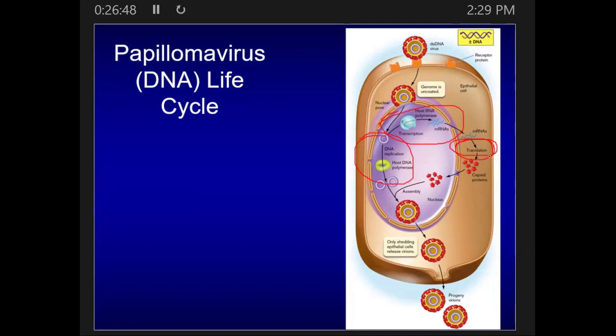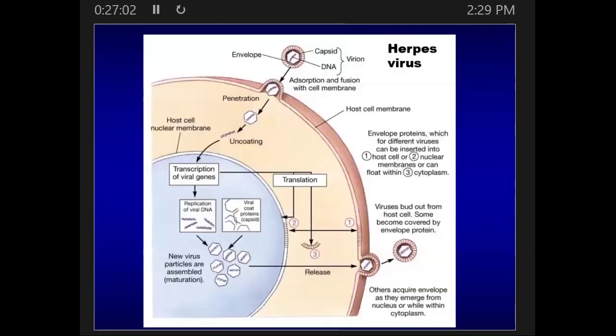And then they're trying to show the release step. So this one's a double-stranded DNA virus, so it's pretty quick. Once it gets in, it's pretty quick to take advantage of everything. Here's the pathway of the herpes virus. Whether it's oral or genital herpes, much the same way.